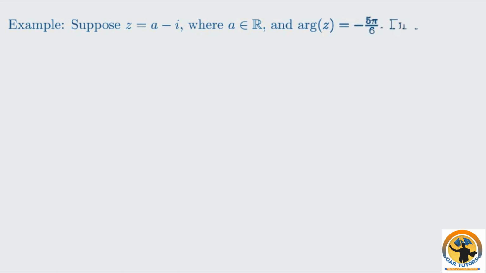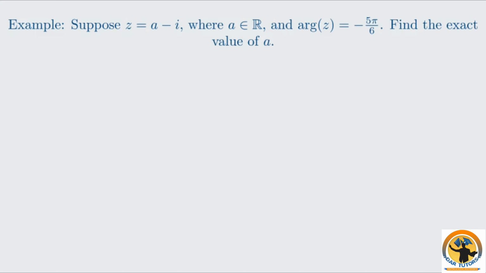Let's work through a more complex example that combines these ideas. Suppose we are given that z equals a minus i, where a is a real number, and the argument of z is negative 5 pi over 6. We need to find the exact value of a. First, let's analyze the given information. The argument is negative 5 pi over 6.